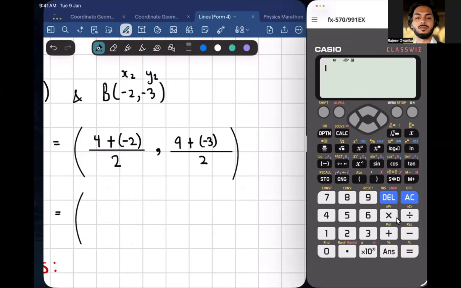Okay, so Sienna, before people get into the calculator, let's try to understand this. So we have 4, and then we have plus, times -2. What's a positive by a negative?